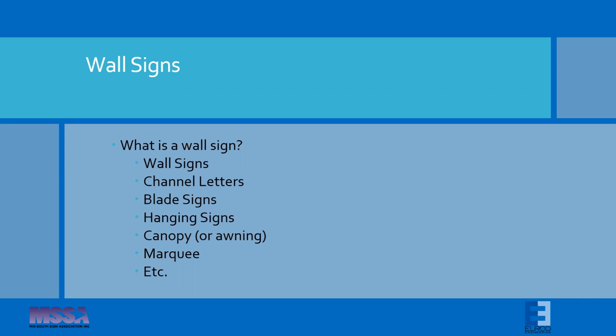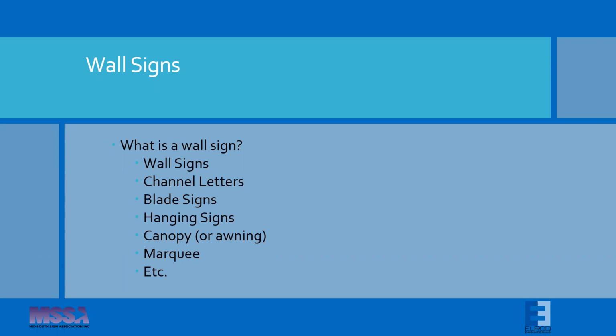A blade sign projects perpendicular or at least at an angle away from the wall. A hanging sign, or sometimes people call it a bracket sign, looks like a blade, but it's got a rod or support structure coming out, and then a sign that hangs down from it. So it's a variation of a blade sign.